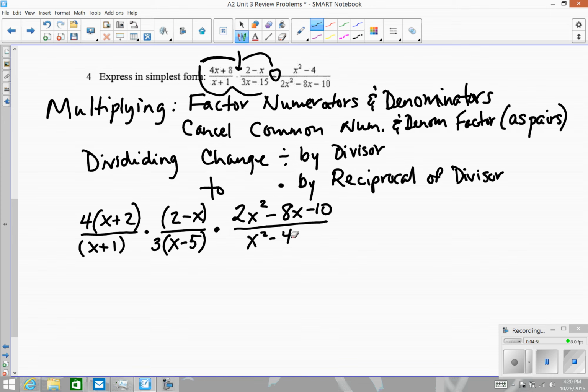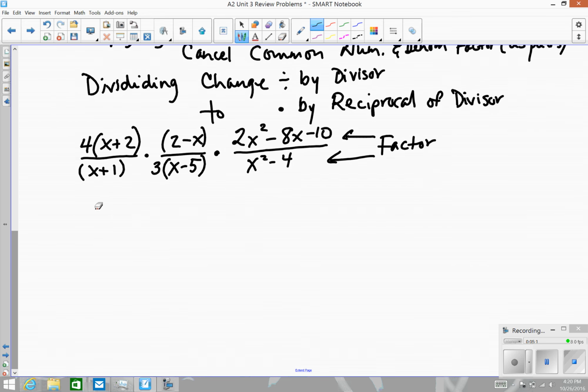Now what I have is another multiplication going on, so I need to go back to my multiplying rules and factor this last fraction here. I need to factor the numerator if possible and factor the denominator. So I'm going to go ahead and start doing that. Everything else for now, I'm just going to leave the same. So I'm bringing down what I had.